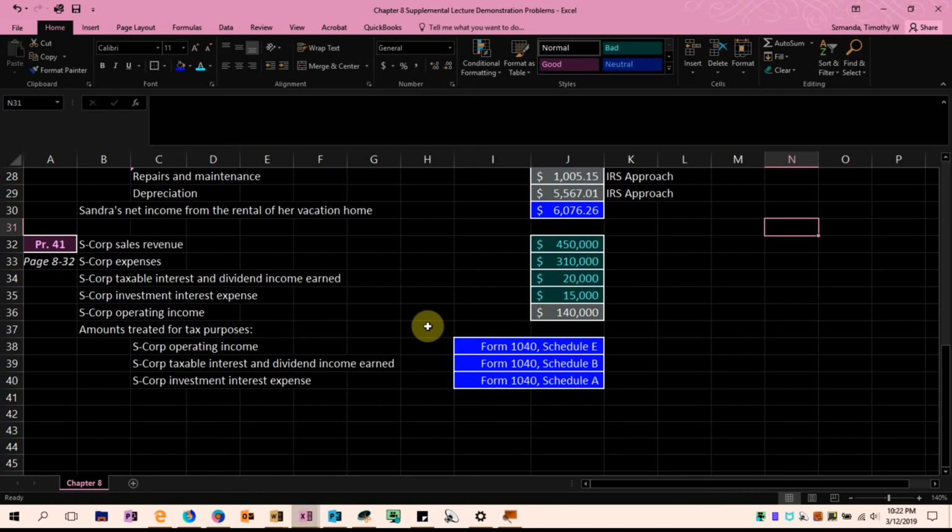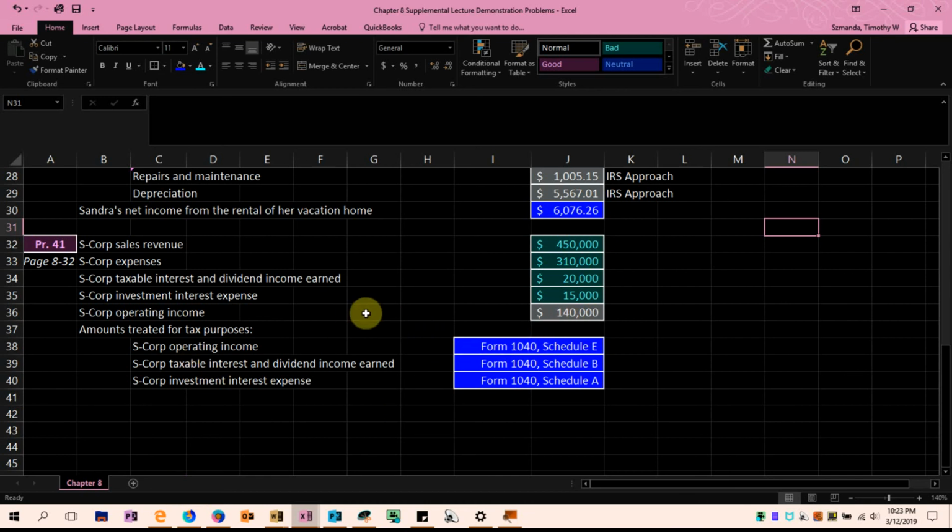They filed jointly. They're equal owners in an S corporation, so that's a pass-through. The S corp itself is not taxed. The company reported sales revenue of $450,000 and expenses of $310,000. The corporation also earned $20,000 in taxable interest and dividend income, and $15,000 of investment interest expense. Where are these amounts reported?